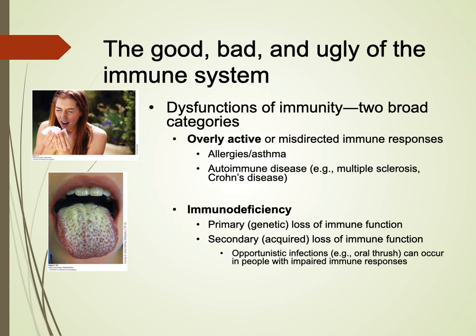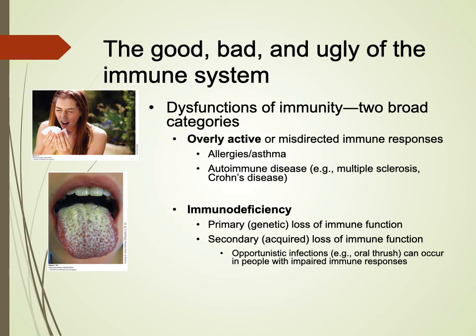We want to keep in mind with anything biological, there's the good, the bad, and the ugly. The immune system is no different. We can have dysfunctions in immunity, and again, these are topics we'll talk about a little bit throughout the semester, but more so towards the end. When we look at dysfunctions of immunity, we can put them in two categories. There's an overly active or misdirected immune response, so things like allergies, asthma, or autoimmune disorders fall into this overly active category. Or we can have immune deficiencies.